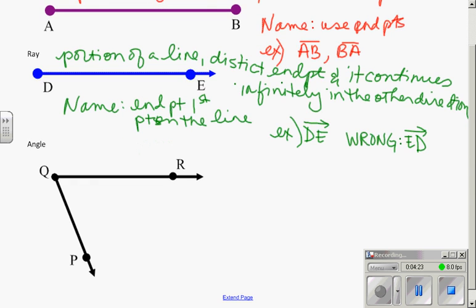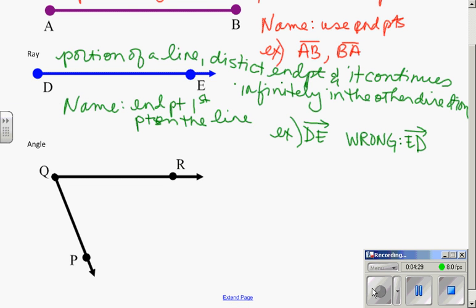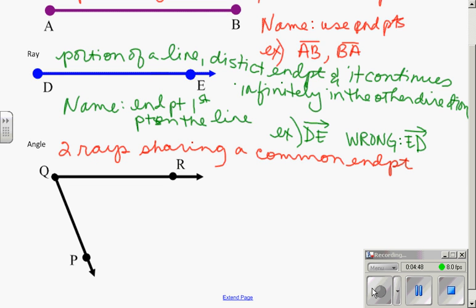An angle is our last term that we need to define. An angle is a figure formed by 2 rays sharing a common endpoint. The endpoint is called the vertex, and these rays are called sides.